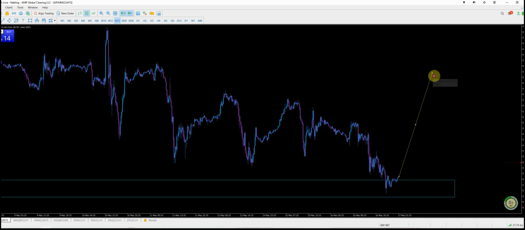Or we could see it go down, take out these lows right here, maybe even spike below this rectangle, right? Wick out, throw a wick down there, and then turn and go up, okay? If we're going to go higher, we could see something like this. So I'm going to be very patient with this, okay?